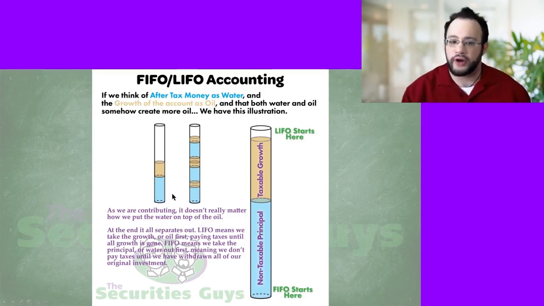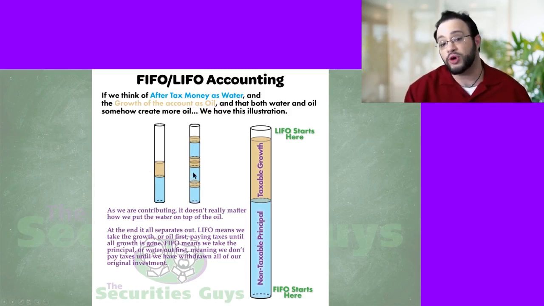So I put water in. I put original after-tax money in. It grows more oil on top. Cool, my money's gone up. Okay, so I put more water in. More oil is grown. Even more oil is grown from before. I put more water in. More oil grows. Okay, it keeps going. But as you can imagine from any cylinder filled with oil and water like this, it's never going to look like this.